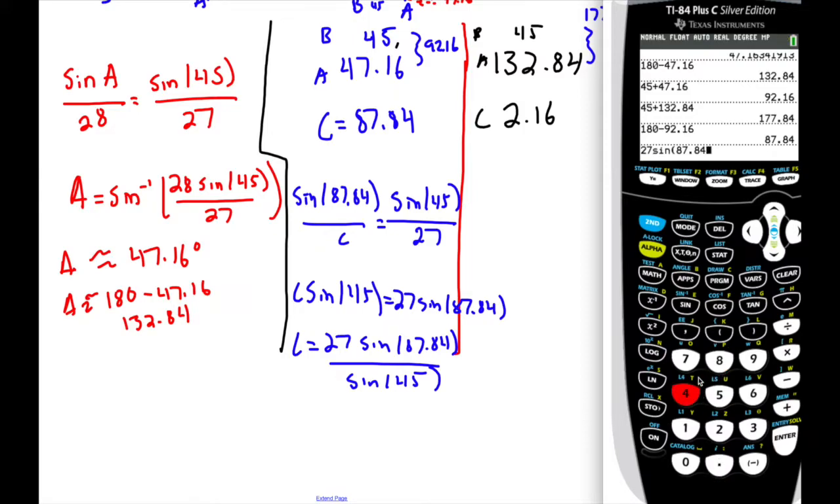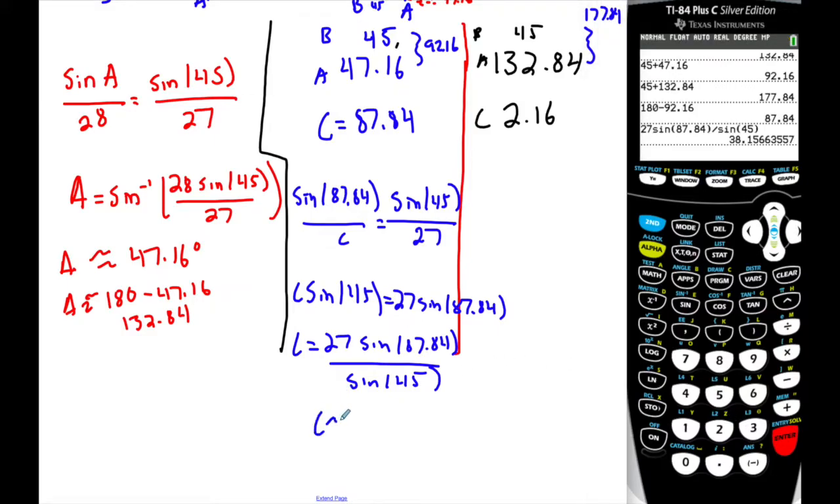Okay. And I'm going to take that and divide it by sine of 45. Actually, a special value. And that's going to be, C is going to be about 38, let's call it 16. Here, similar idea. I'm just going to skip a little bit through.